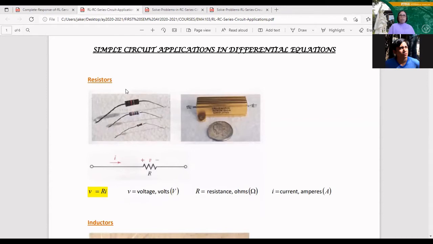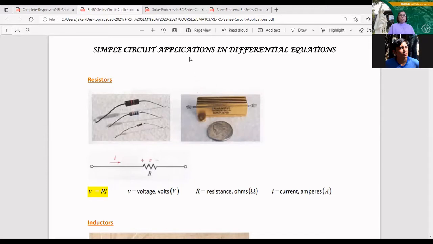So we are now on simple circuit application. We will not discuss for now higher order differential equations, which can also have circuit applications. In our case, we will limit our discussion to RL and RC circuits. We have resistors, inductors, and capacitors present in these circuits, but they will only be present in our circuit two at a time.